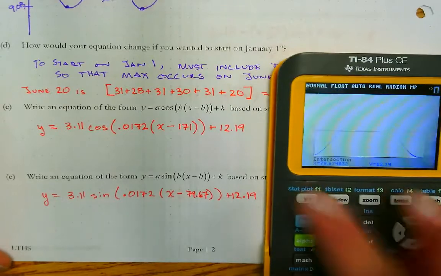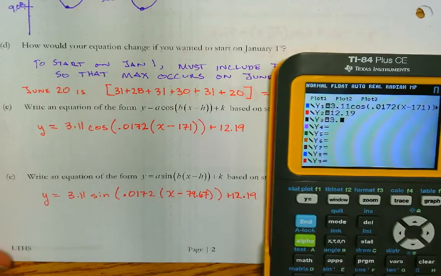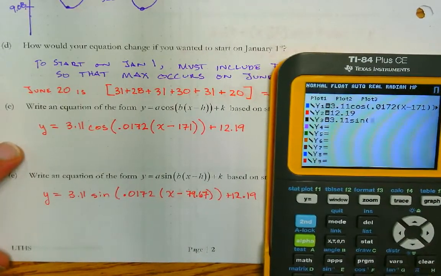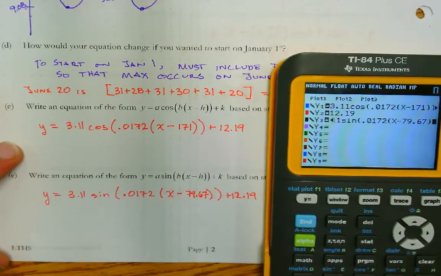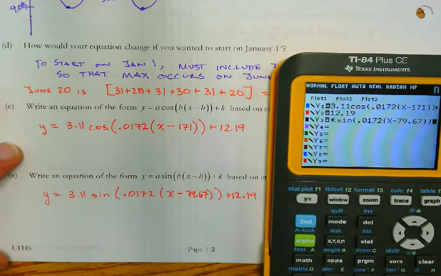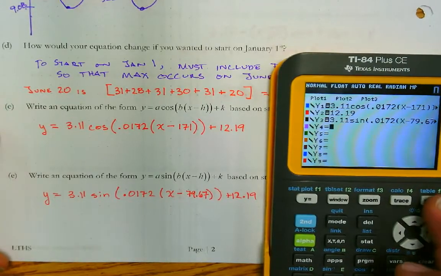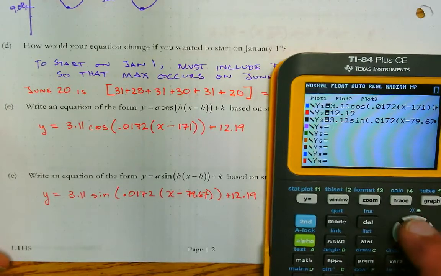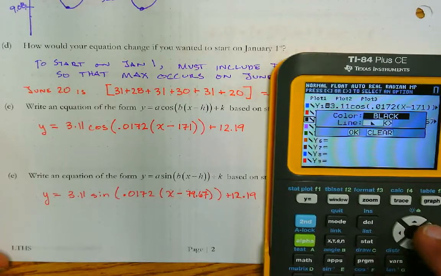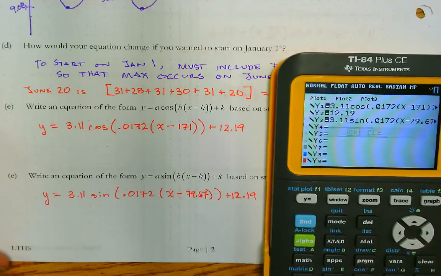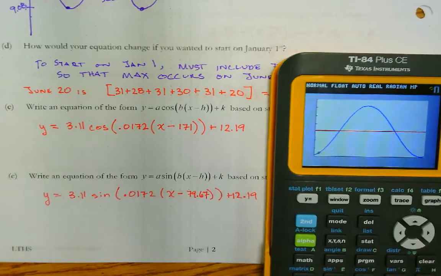Alright, so I'm going to come back to y equals, and I'm going to try this out: 3.11 sine parentheses 0.0172 parentheses x minus 79.67 close parentheses twice, and then plus 12.19. Alright, and I can come over here and adjust what my graph's going to look like. I like to do the little bouncing ball so that I can double check that everything looks good.